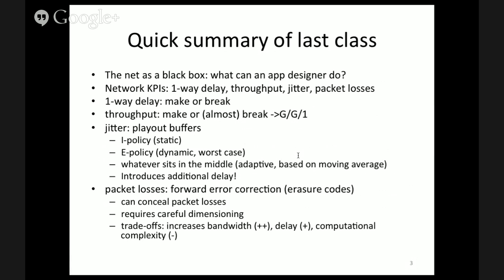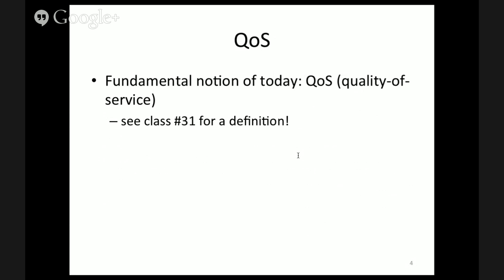Last, we discussed packet losses, and we saw how forward error correction, in particular erasure codes, can conceal packet losses. However, they require careful dimensioning. And here too there is a trade-off, because we increase bandwidth and delay to achieve a lower packet loss. Okay, the fundamental notion of today is quality of service.